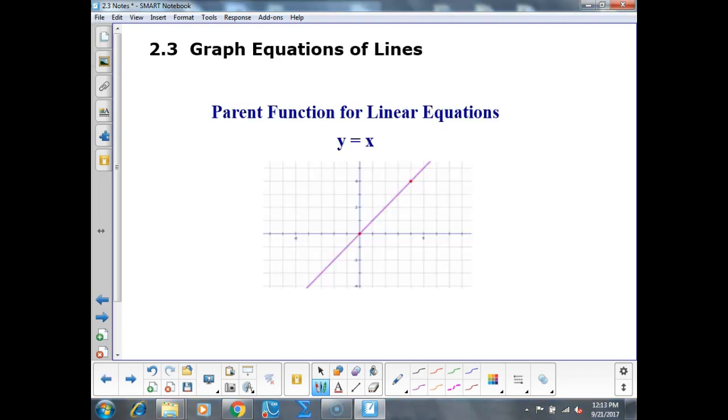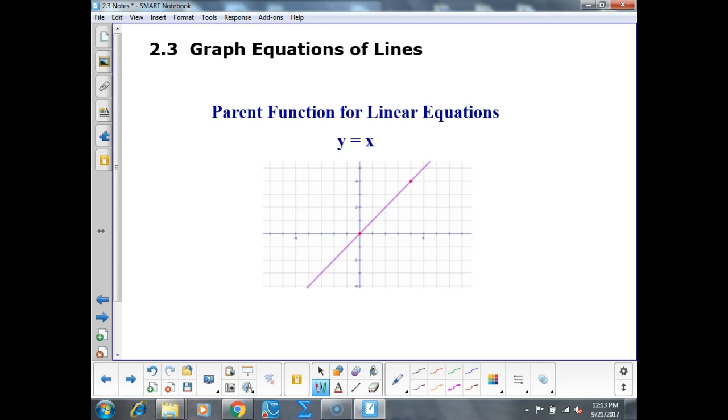Okay, so today we are going to be graphing equations of lines. Sorry, I've got no good news for you today because we're taking notes and we're graphing today. So it's good times.